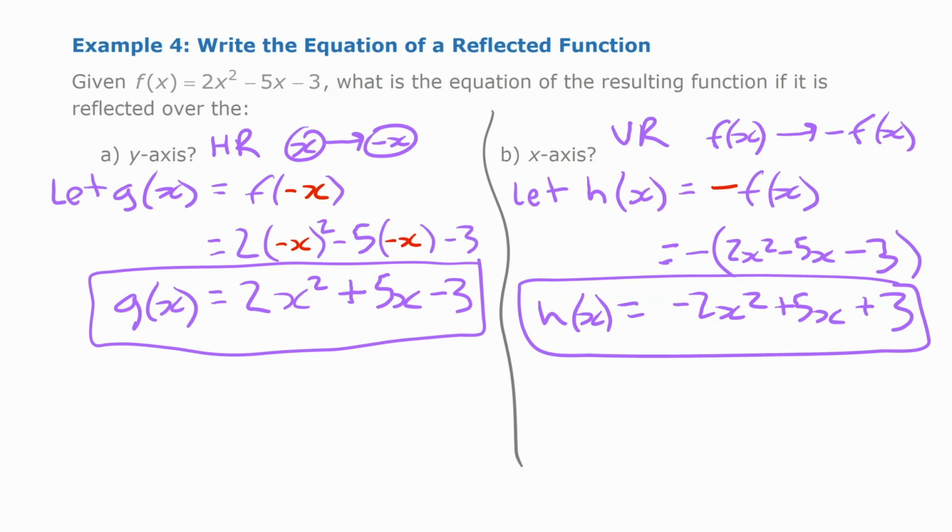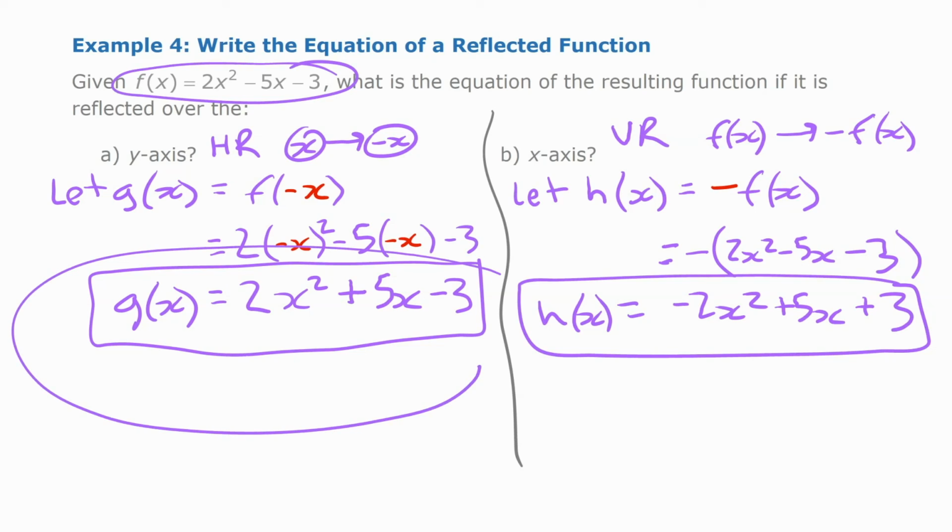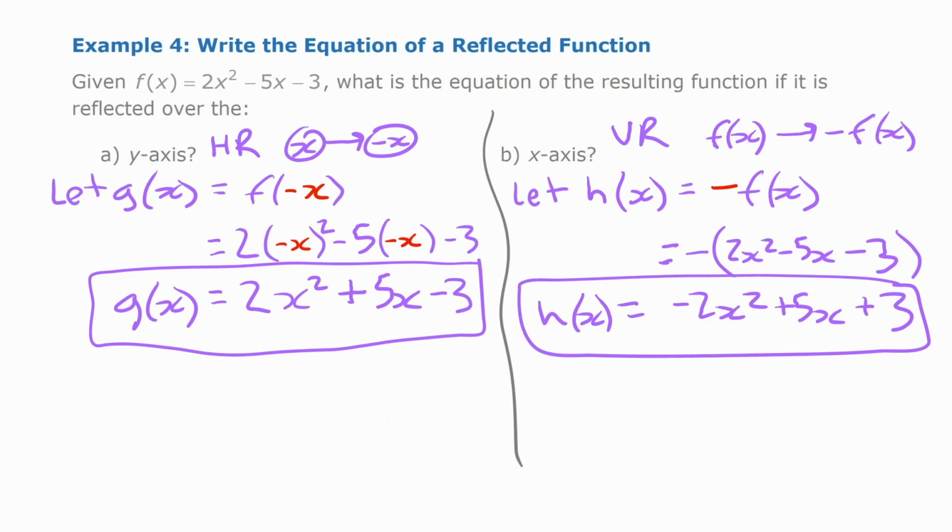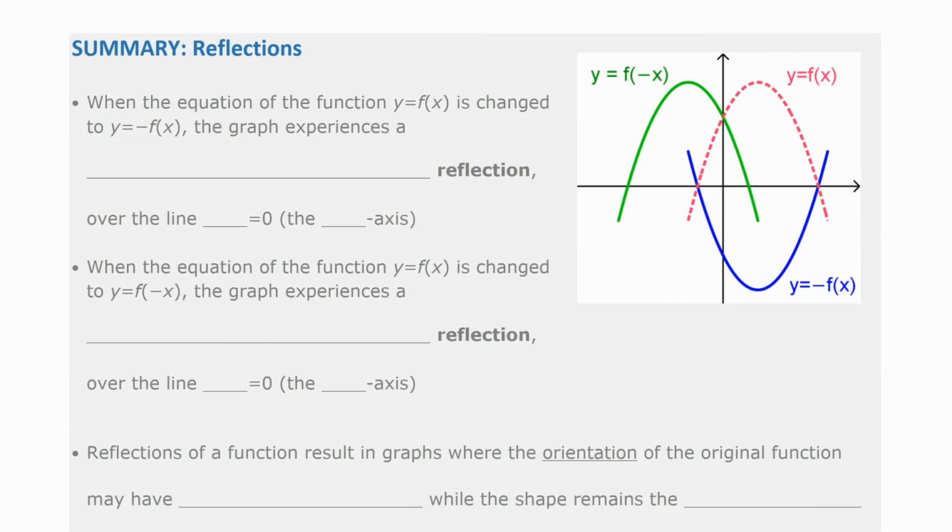Now you could check your answer if you have graphing technology, a graphing calculator, or Desmos or GeoGebra or one of these graphing apps, and just confirm that if you graph the original and this one, you can visually see on the graph that it's a horizontal reflection over the y-axis, and that this one is indeed a vertical reflection over the x-axis. Okay, in summary here, reflections.